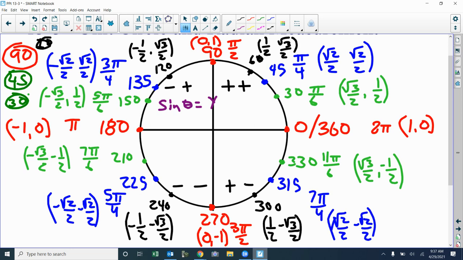Because it's over 1. What's the cosine of any of these angles? It's your x value, because it's over 1. What's your tangent of any of these 16 angles? It'll be your y value over your x value.